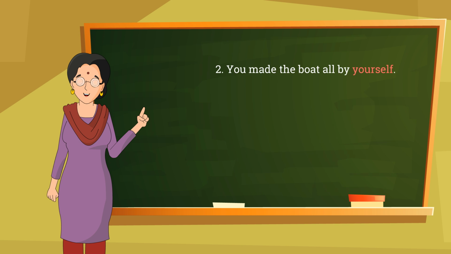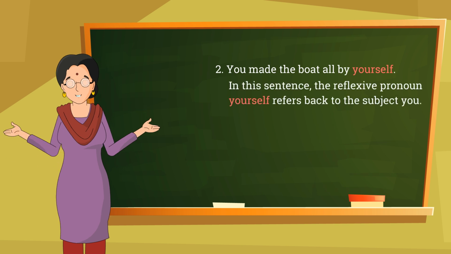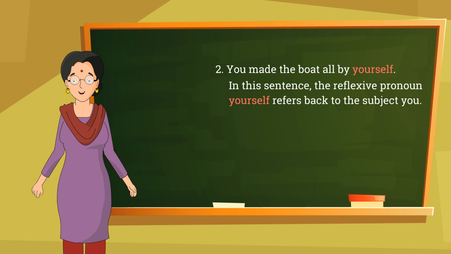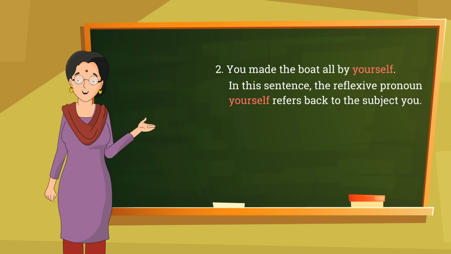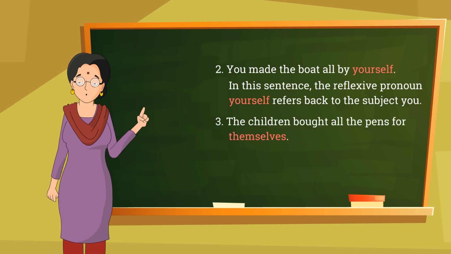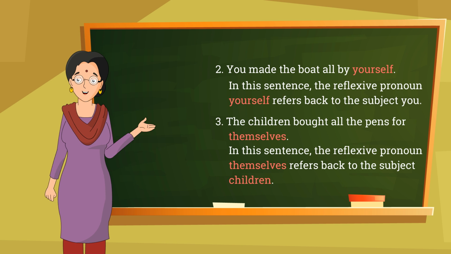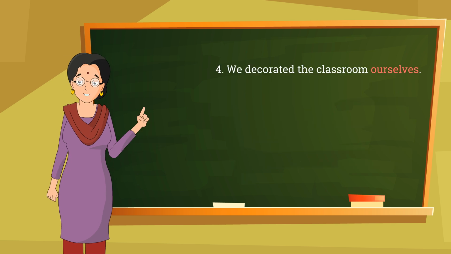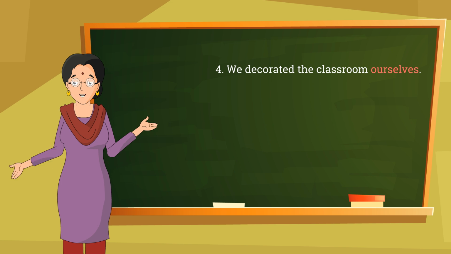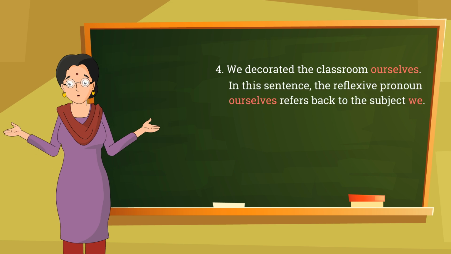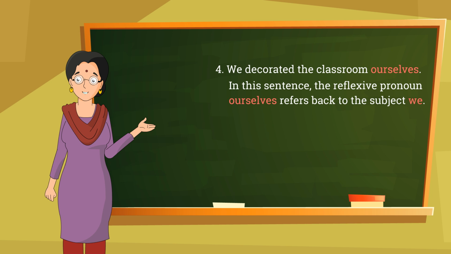You made the boat all by yourself. In this sentence, the reflexive pronoun yourself refers back to the subject you. The children bought all the pens for themselves. In this sentence, the reflexive pronoun themselves refers back to the subject children. We decorated the classroom ourselves. In this sentence, the reflexive pronoun ourselves refers back to the subject we.